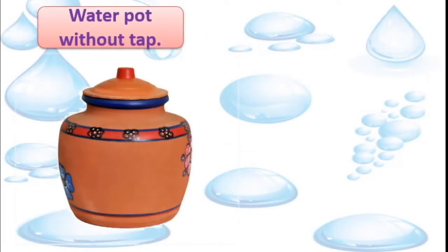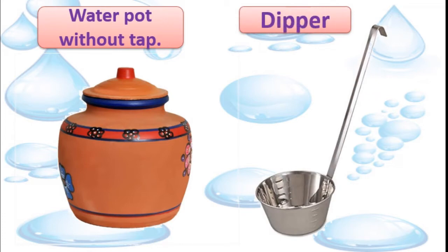Water pot without a tap. If we dip our hands in the water to take it out, the dirt on our hands can enter the water. So, we use a dipper to take the water and we replace the lid at once. Correct?